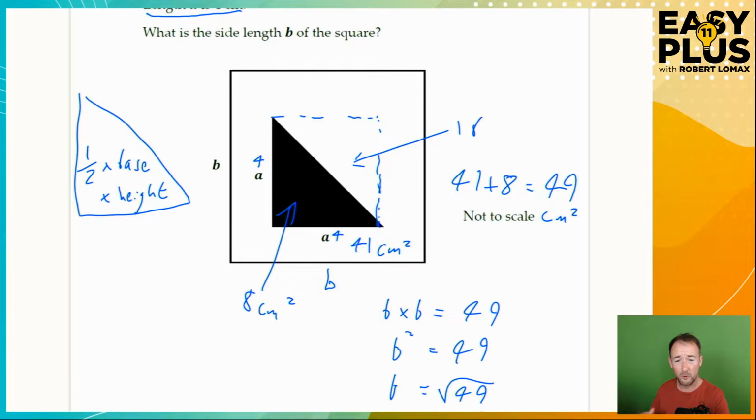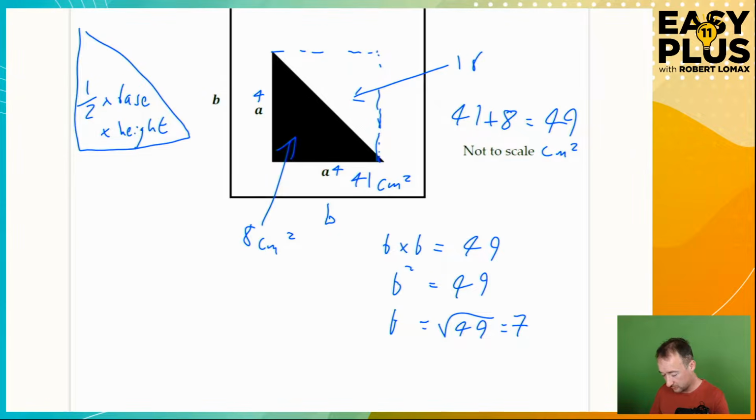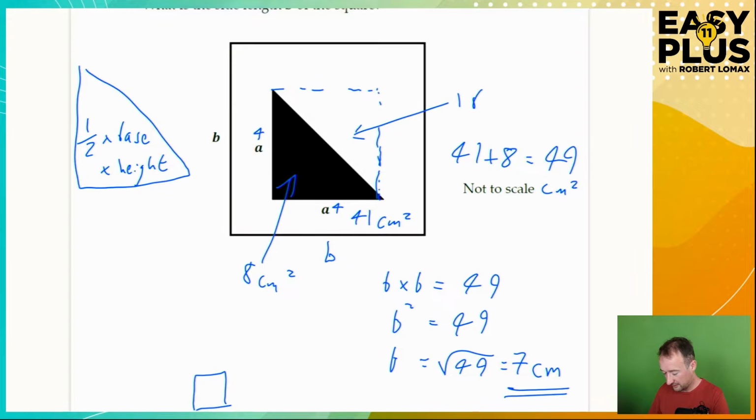B squared equals 49, so b is going to be the square root of 49. That may look complex, but all we're saying is if b times itself equals 49, what number times itself would also equal 49? That's what we mean by the square root. And of course, that's going to be 7, because 7 times 7 is 49. So b must be 7 centimeters. Remember, we use centimeters for length and centimeters squared for area. So that's the answer, and it's quite simple if you work through it systematically.